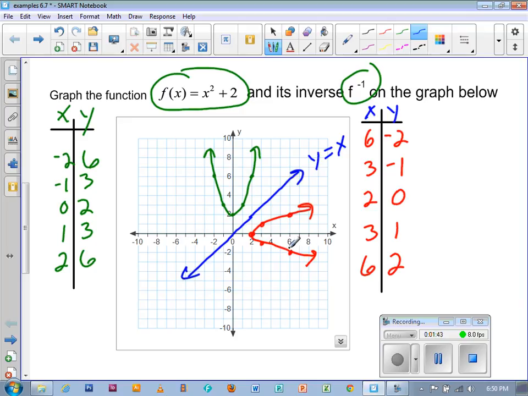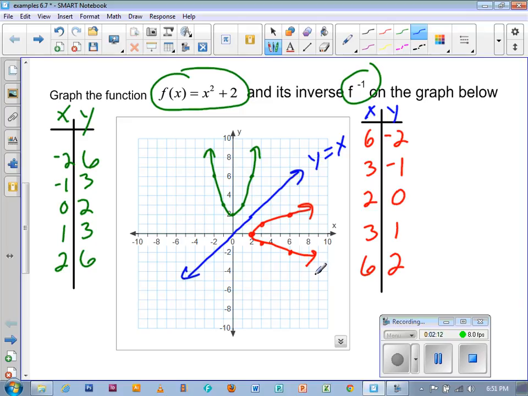Now, this sideways parabola does not pass the vertical line test. This is not a function. The green parabola is a function because it does pass the vertical line test, but the red does not. So by finding the inverse, we've created a graph that does not fit the requirements of being a function. You can also see that it basically reflects over the y equals x line, which is listed there in blue.